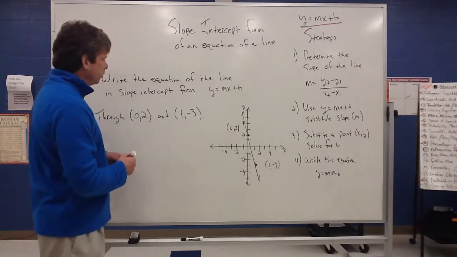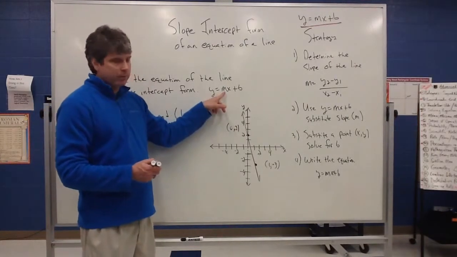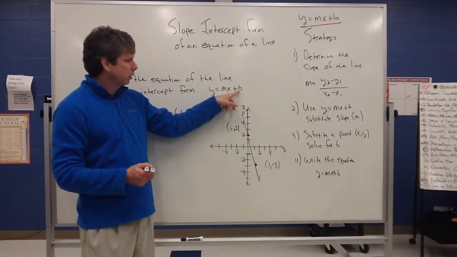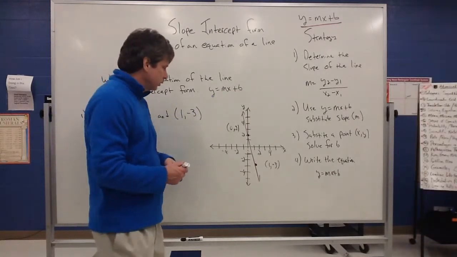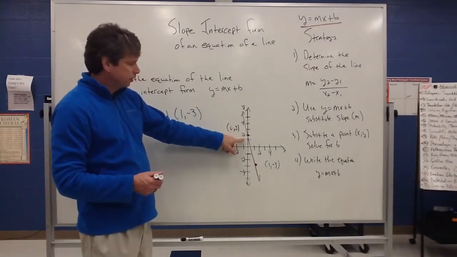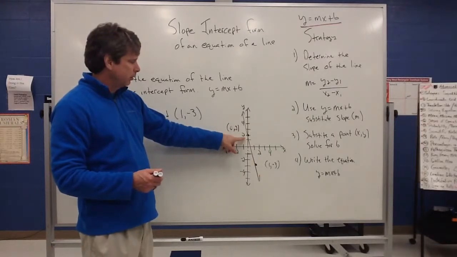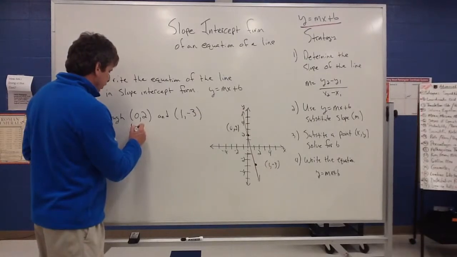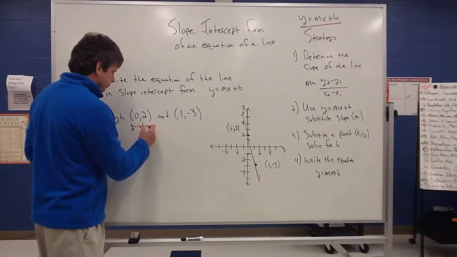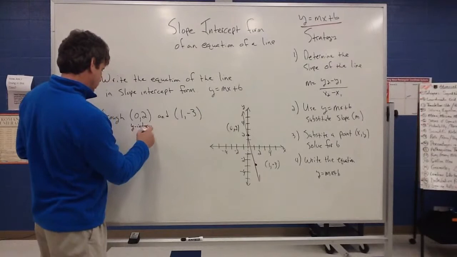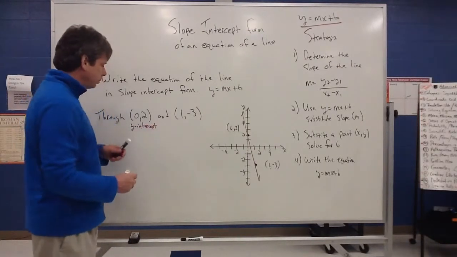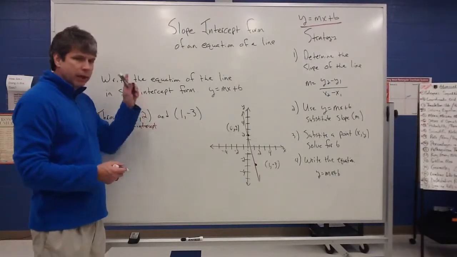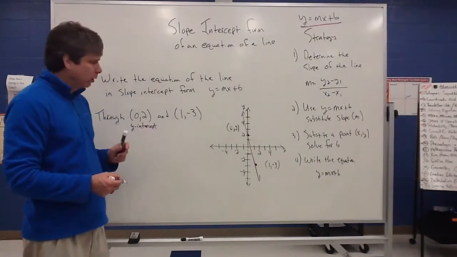Now remember, in slope-intercept form, the m stands for our slope, and the b is our y-intercept. So if we look at this, notice that it does cross the y-axis at 2. So we can pick up on, this is a special point. This point here is actually a y-intercept. If that x value is 0, that y value is going to represent my y-intercept.